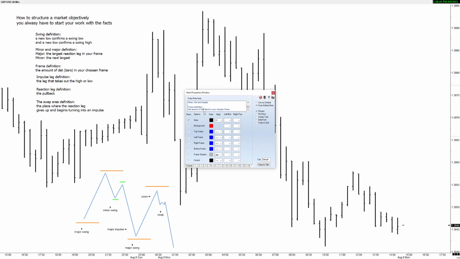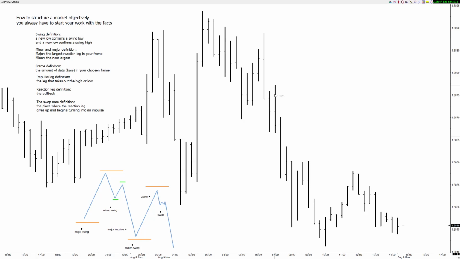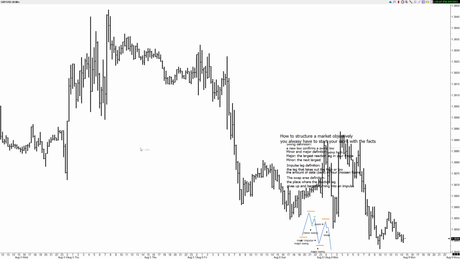The amount of data in your frame. So all I'm doing is not building a system, just trying to get us all at the same starting point so 10 traders can see the same thing, the facts. So frame, what is frame? How many bars? Pick one. One isn't better than the other one. This is your frame, same definitions apply.